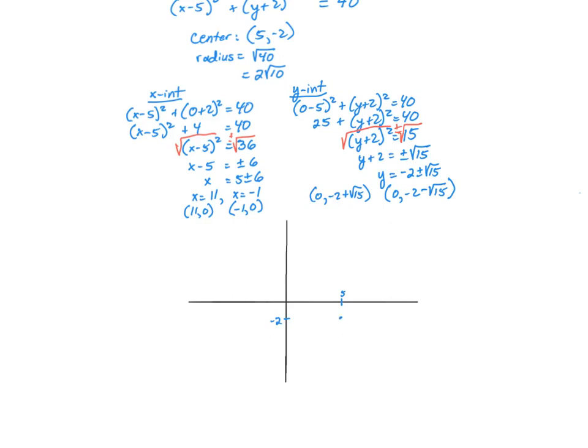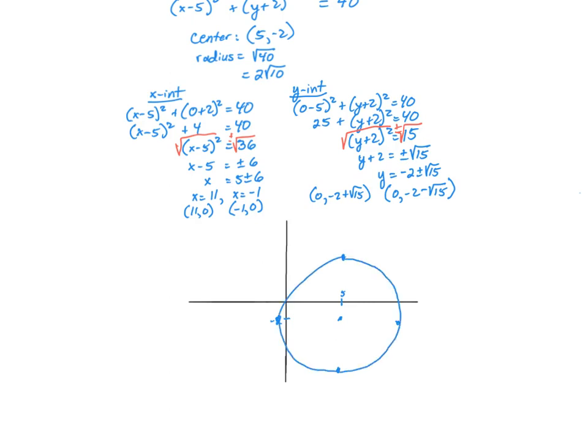So here's our center. Now our radius is 2 square root of 10. If you use your calculator, you'll find that 2 square root of 10 is about 6.3. So I need to find some points that are 6.3 units away from center. So let's go up. Maybe a point will be here, 6.3 units. And to the right, and below, and to the left. And then I would draw a circle through those points.